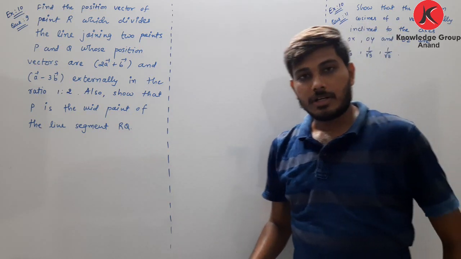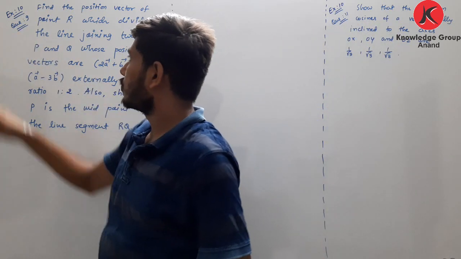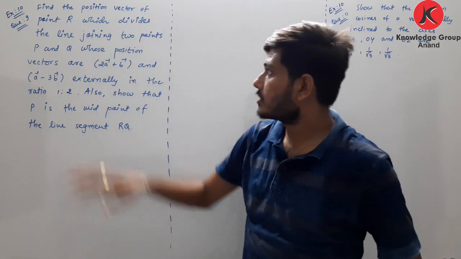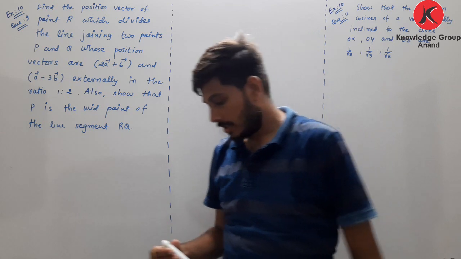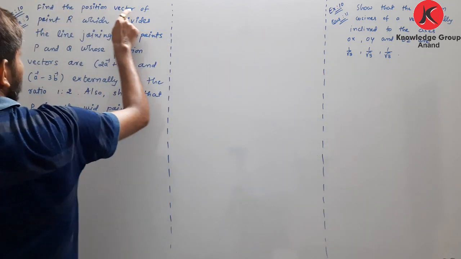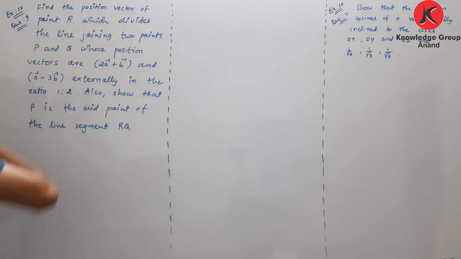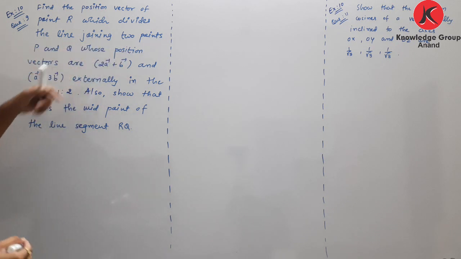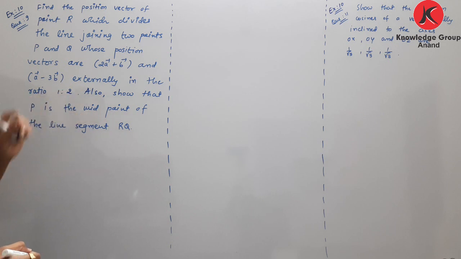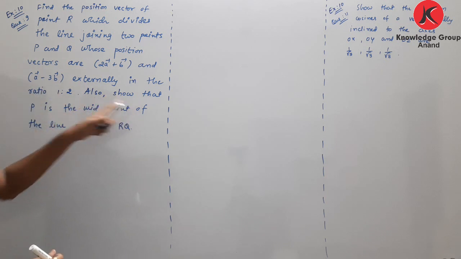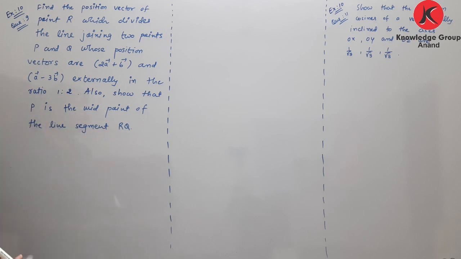Yesterday we saw exercise 10 up to question number 8. Now we are going to discuss some more questions. Exercise 10, question number 9. Find the position vector of point R which divides the line joining two points P and Q, whose position vectors are 2a vector plus b and a bar minus 3b bar, externally in the ratio 1:2. Here external division is there, therefore we have to take a minus sign between them. Also show that P is the midpoint of the line segment RQ.